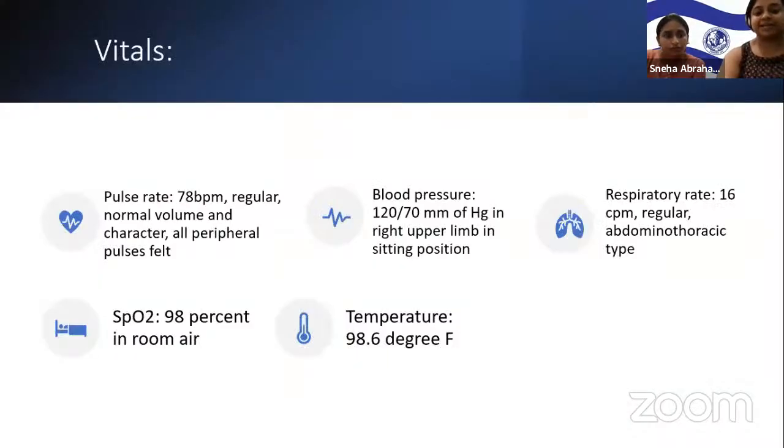On vitals examination, the pulse rate was found to be 78 beats per minute, which was regular, normal in volume and character. All the peripheral pulses were felt. The blood pressure was recorded 120/70 millimeters of mercury in the right upper limb in sitting position. The respiratory rate was found to be 16 cycles per minute, which was regular abdominothoracic type. The peripheral saturation was found to be 98% with room air. The temperature was recorded to be 98.6 degree Fahrenheit.